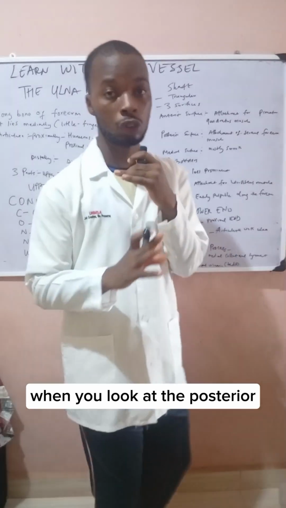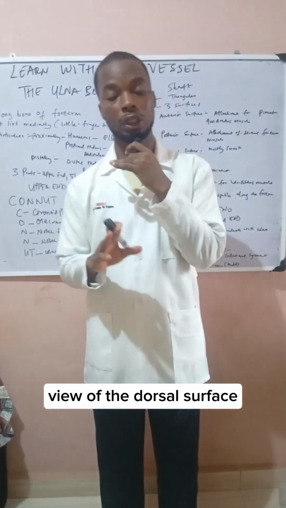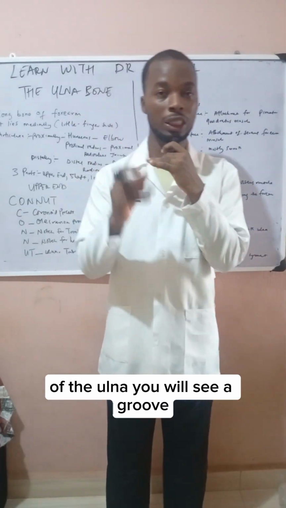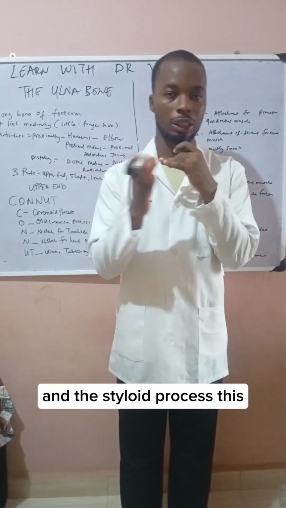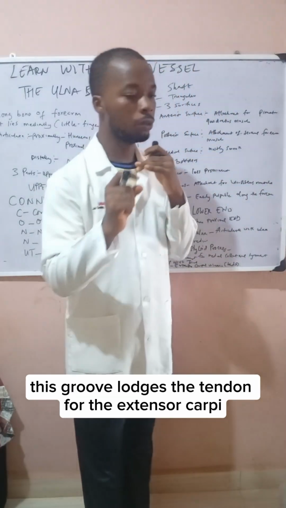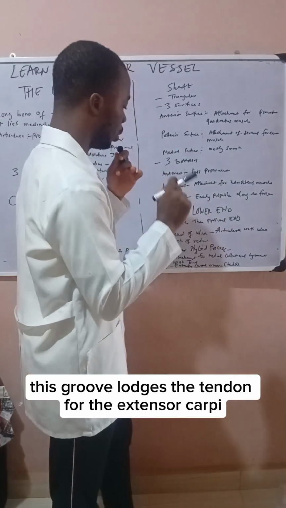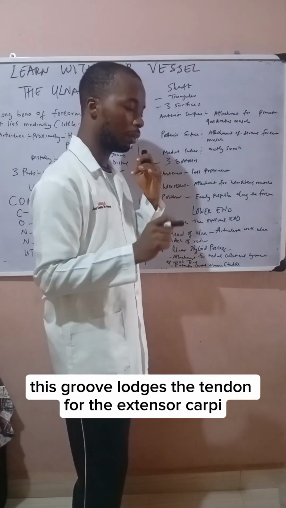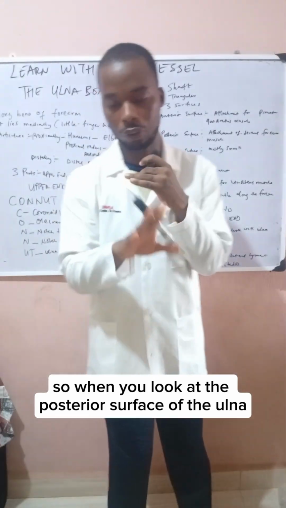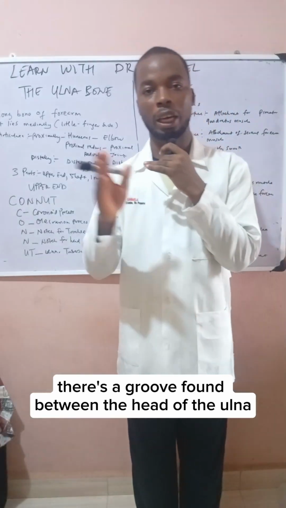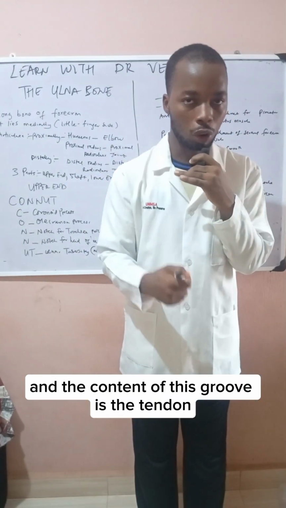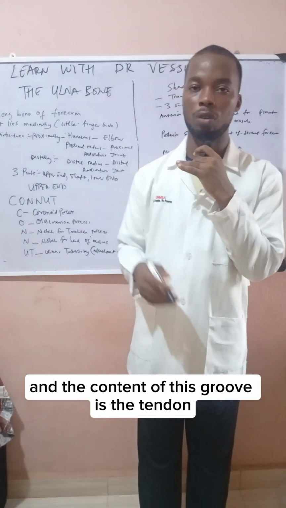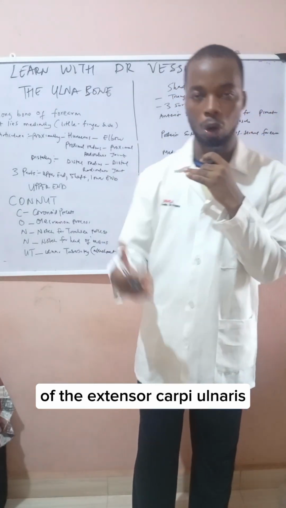When you look at the posterior view of the dorsal surface of the ulna, you will see a groove that is found between the head of the ulna and the styloid process. This groove lodges the tendon for the extensor carpi ulnaris. So when you look at the posterior surface of the ulna, there's a groove found between the head of the ulna and the styloid process, and the content of this groove is the tendon of the extensor carpi ulnaris.